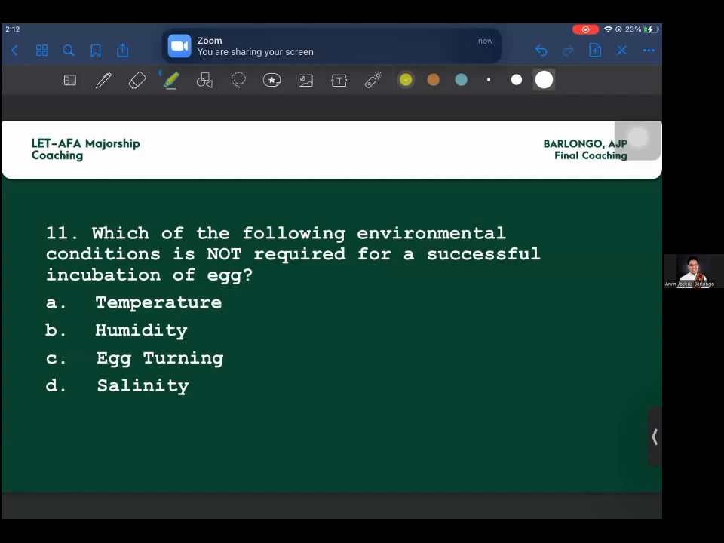Okay, so let us move further. I hope na nakatulong ang 5-minute break na yun. Right.